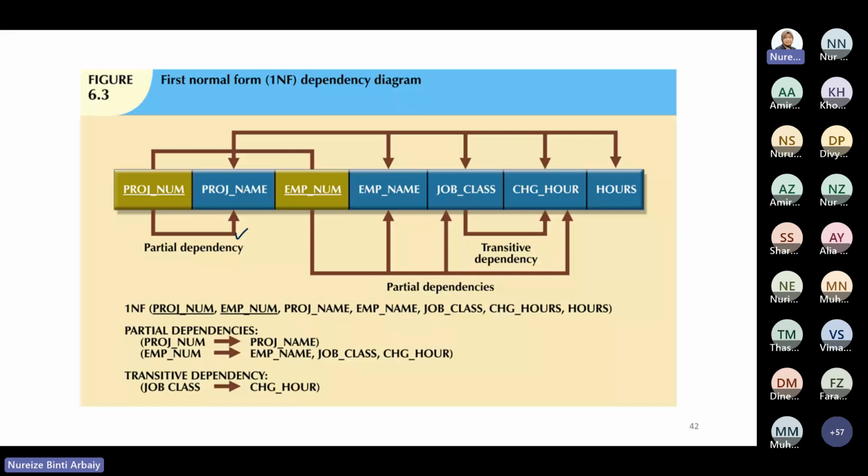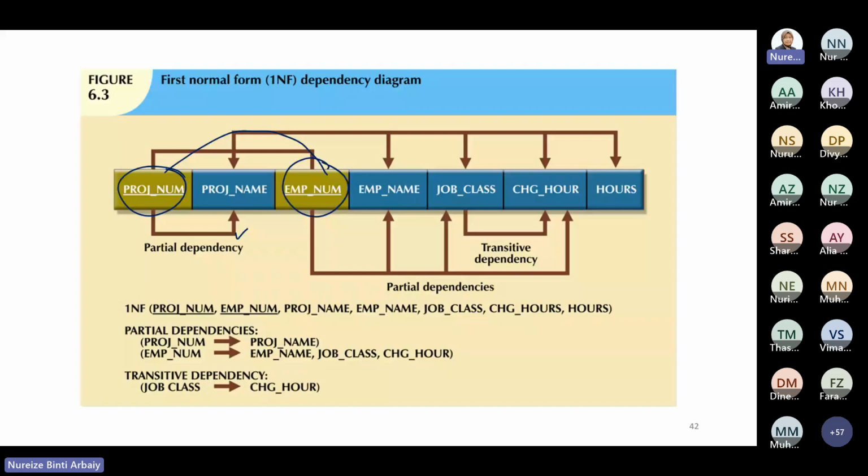So they need to combine the project number and employee number to get the hours required or hours taken to complete the project. So that's why they need to combine these two as a primary key to identify all of this. Okay, so this is also actually a partial dependency.